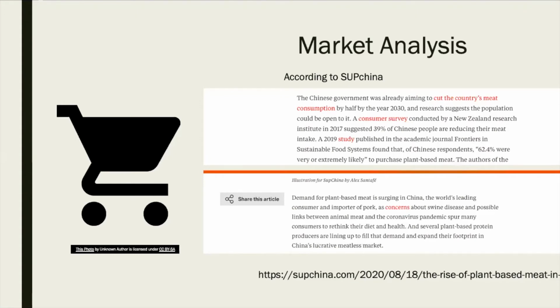According to SupChina, the Chinese government was already aiming to cut the country's meat consumption by half by the year 2030. And demand for plant-based meat is surging in China, the world's leading consumer and importer of pork, as concerns about swine disease and possible links between animal meat and the coronavirus pandemic spur many customers to rethink their diet and health. This is just to show you the rough idea of why China, this country of 1.4 billion people, has so much potential for our plant-based meat product.